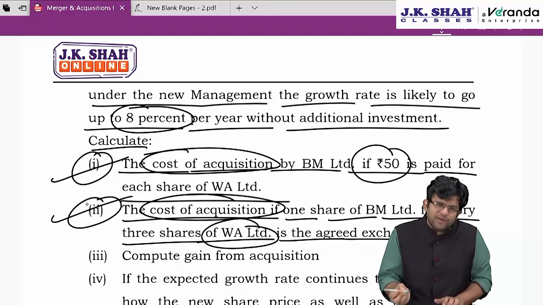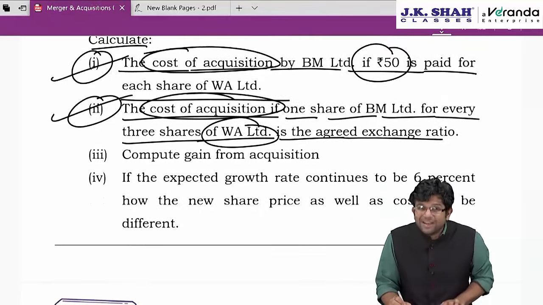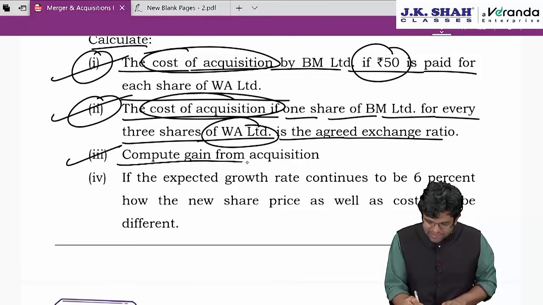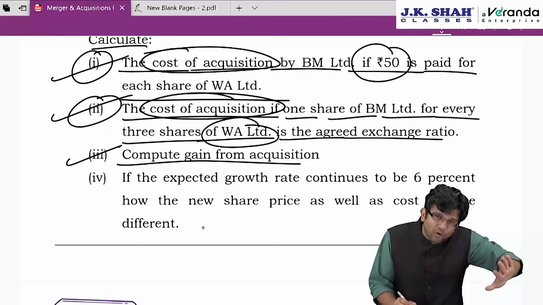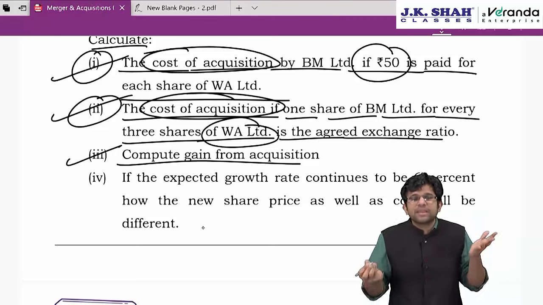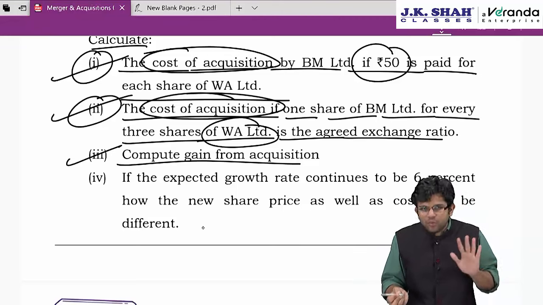They asked us the cost of acquisition, cost of merger. We are done with it. Point number 3, they are saying compute the gain from acquisition. Students, they are not talking about the gain of shareholders. They're just generally saying gain from acquisition. I will tell you what to do.